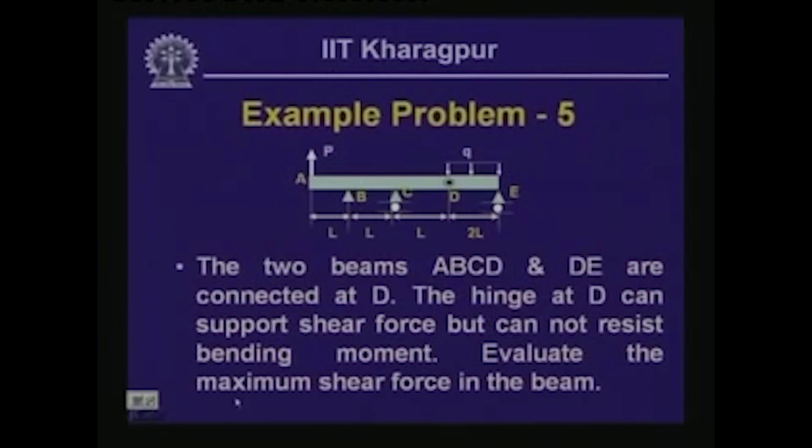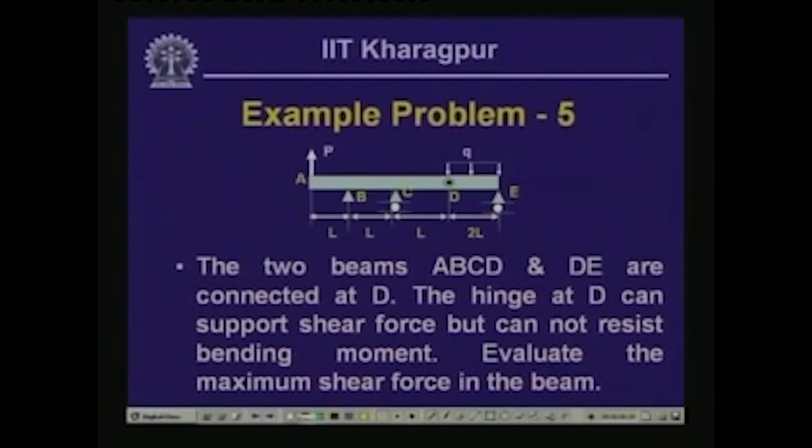Now, we have another problem which is quite interesting, and many times we do come across in practical examples, where we have two beams A, B, C, D. This is one beam, and we have another beam D, E. They are coupled together or joined together by an articulation. We call this a hinge, and this particular hinge has a particular characteristic that it cannot resist any moment. Moment is equal to 0, but it can resist the shear force.